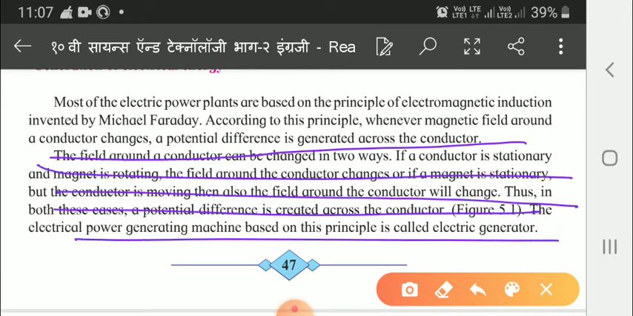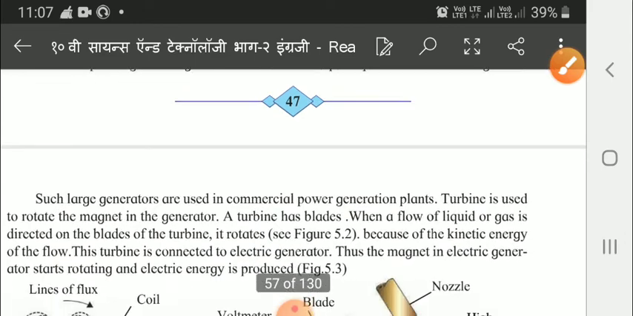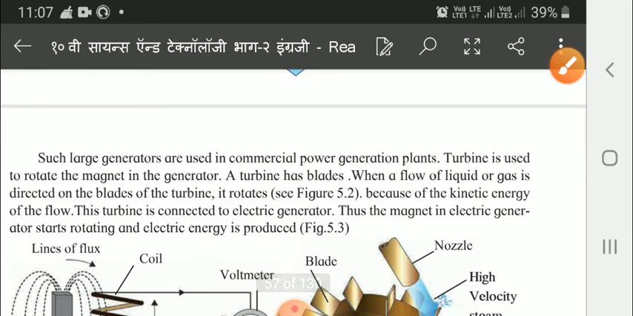This you have to underline. We'll see that such large generators are used in commercial power generation plants, because we need a large amount of energy. That is why they are used in commercial power plants, to rotate the turbine. So here the main thing is the turbine, and I'll show you now what a turbine is.